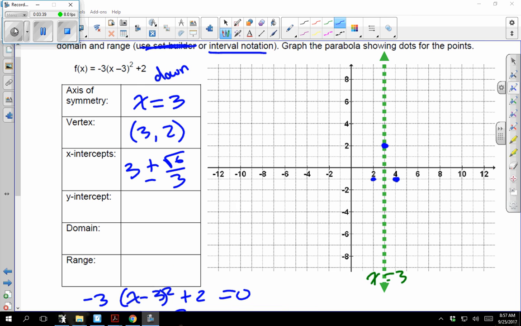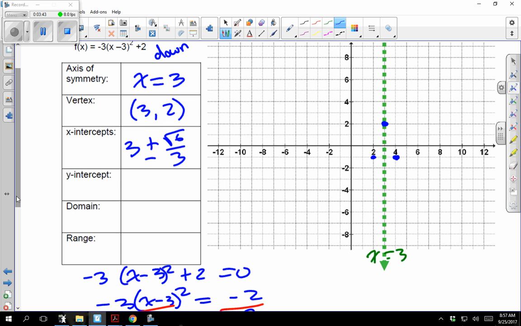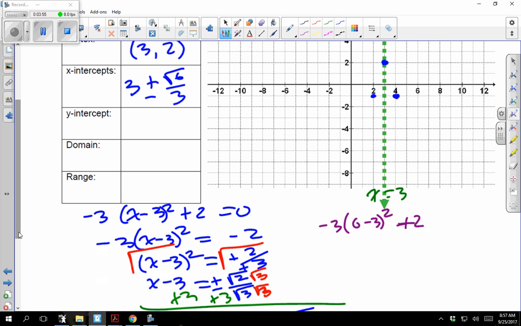Okay, so the next step is to find the y-intercept. That means x goes to 0. If x goes to 0, we know that negative 3 times (0 minus 3) squared plus 2 becomes negative 3 times 9 plus 2, negative 27 plus 2, which is negative 25.